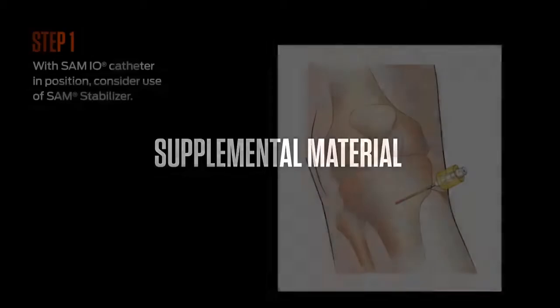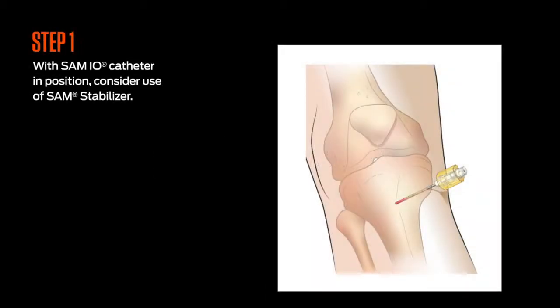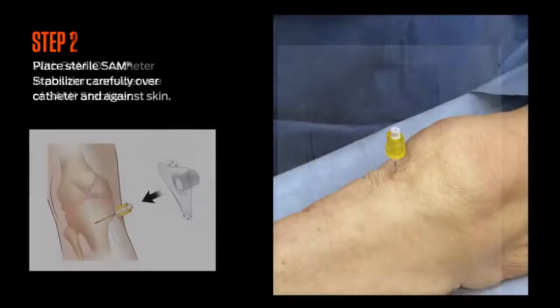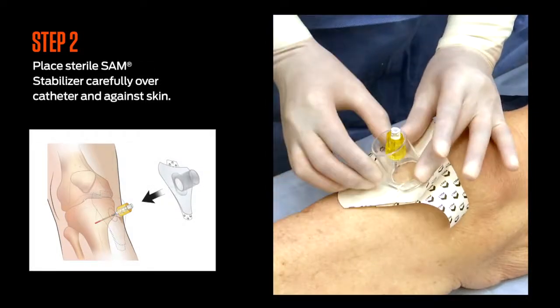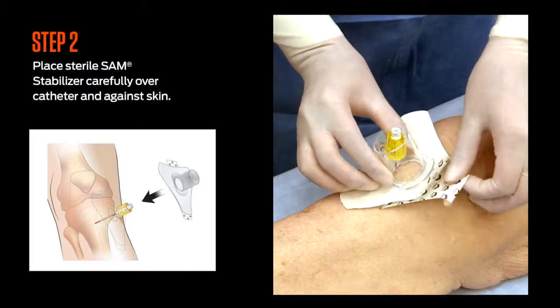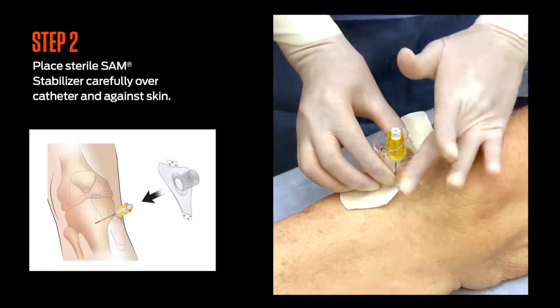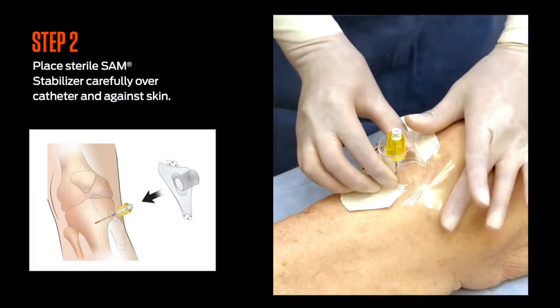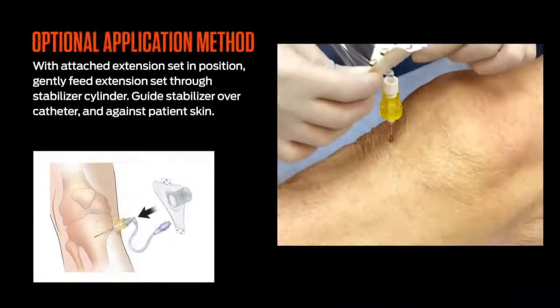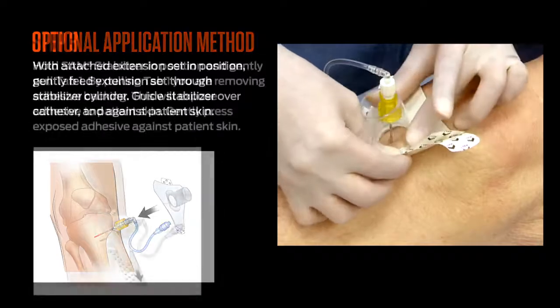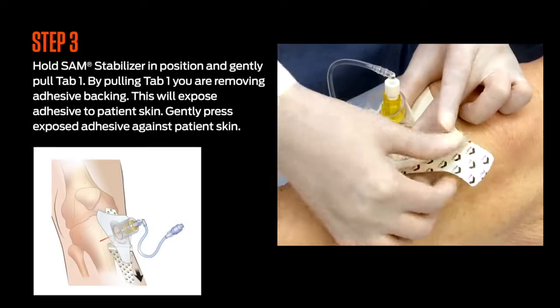The following is supplemental material. With the IO catheter in position, consider using the SAM stabilizer. There are two methods to attach the SAM stabilizer. Place the SAM stabilizer carefully over the catheter and against the skin, then attach the primed extension set to the SAM-IO catheter. Alternatively, attach the extension set and then apply the SAM stabilizer.